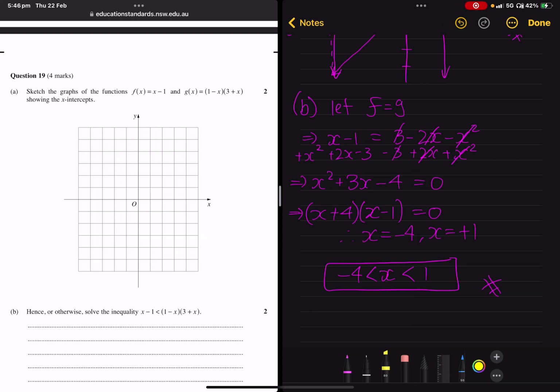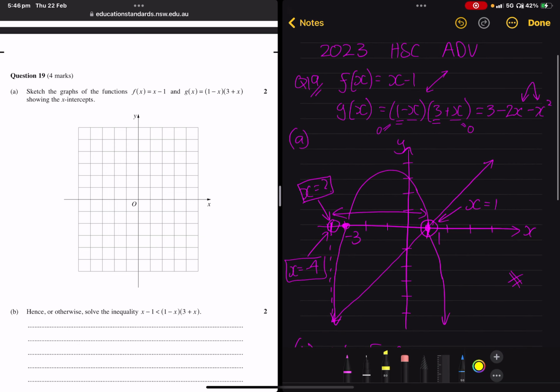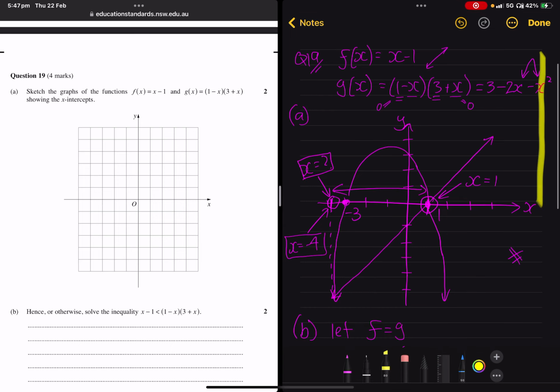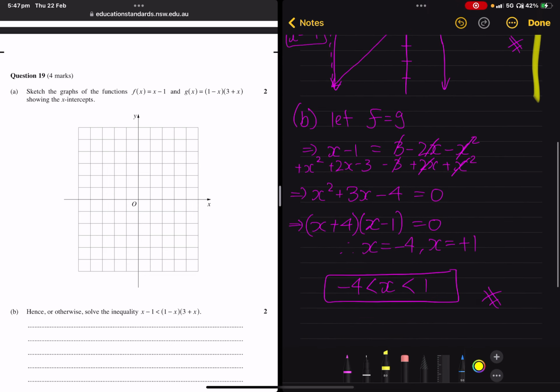Now in terms of the marking, this question is going to be pretty straightforward. When we look at the graphing part of the question, really what we're looking for is both functions correctly drawn. So if you provide a graph of one of the functions, you get 1 mark. Both of the functions, you get both marks. And then for part B, if you find one of the graph intersections or have some equivalent working, this will get you 1 mark.